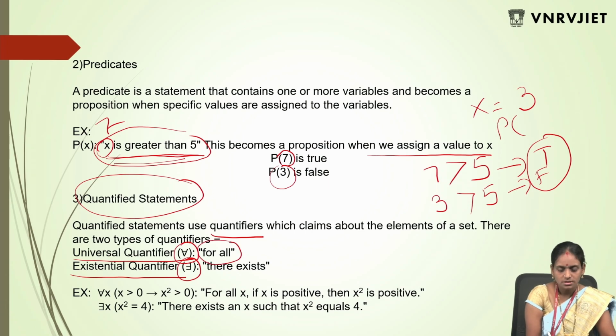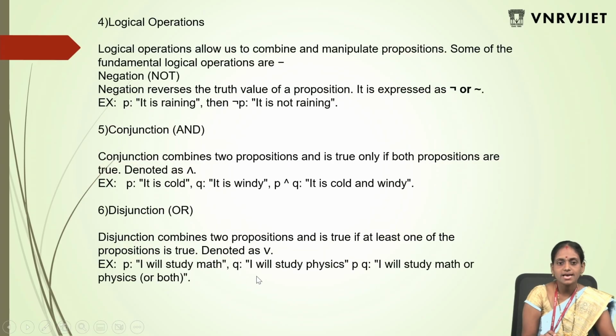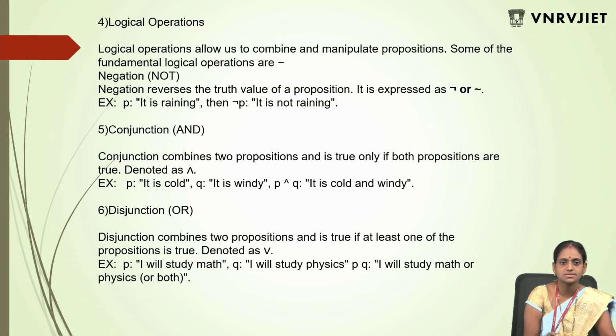So the meaning representation for this symbol is for all. And here, there exists. This is one example for for all and there exists. And next, if we can go for logical operations. Logical operation is simply one and only one operation, that is negation. The meaning of this symbol is not. We are going to see these types of representations in depth in the coming concept, that is connectives. Here I am just giving the symbolic representation for each and every statement.